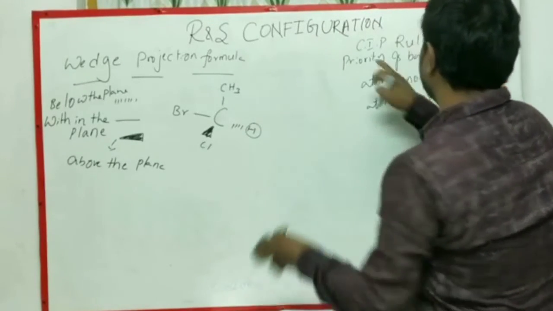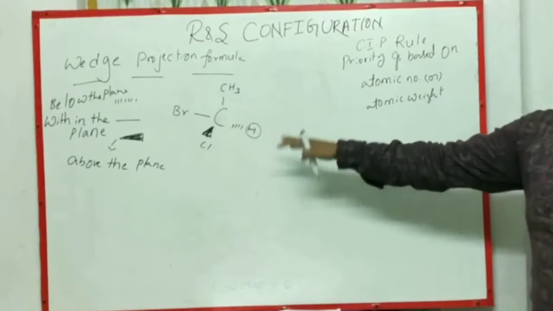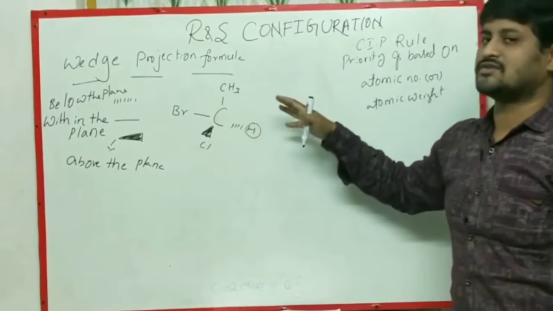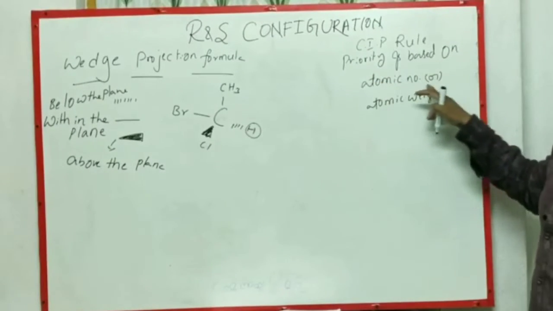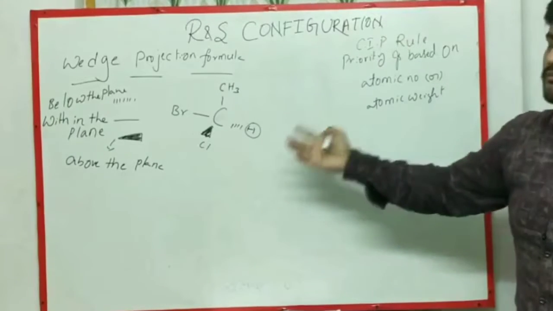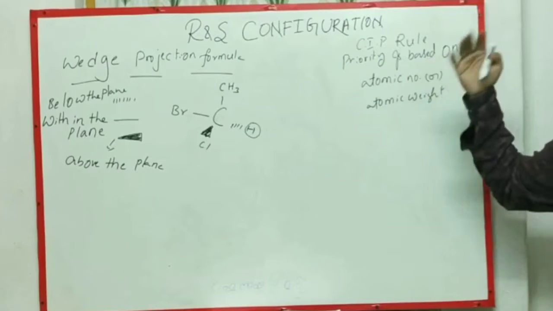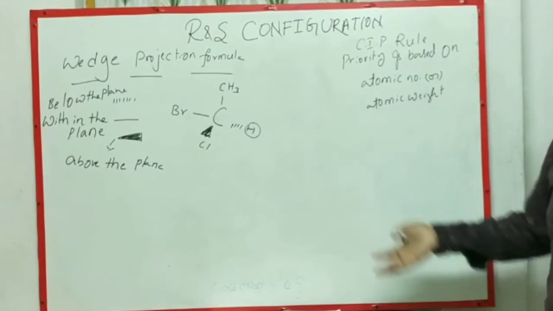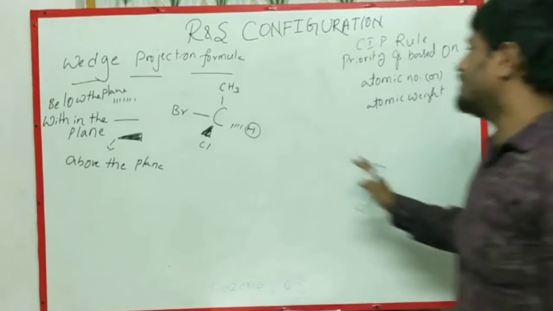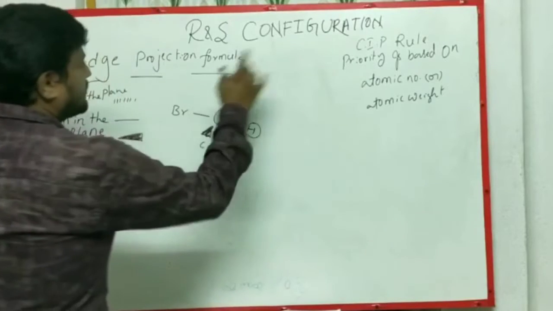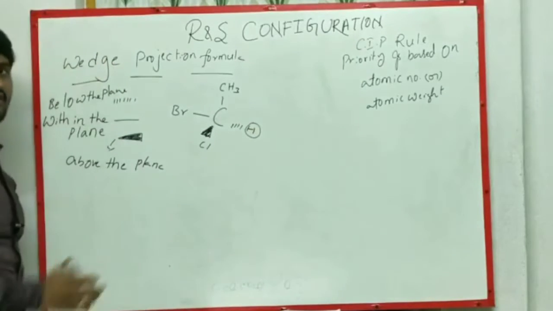Clear? In the CIP rule, first we have to give the priority of the 4 different valencies. The priority is based on atomic number. The highest atomic number has the highest atomic weight, that's why the atom with the highest atomic number has more priority. Are you clear? Here, first we have to give the priority. Priority is based on atomic number or atomic weight.